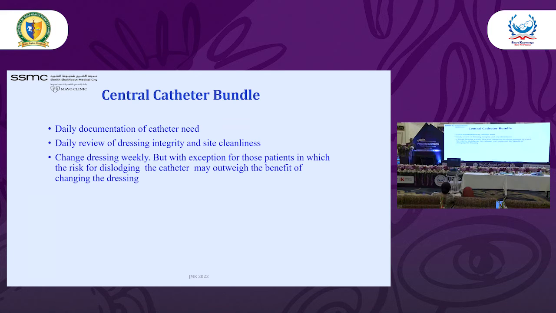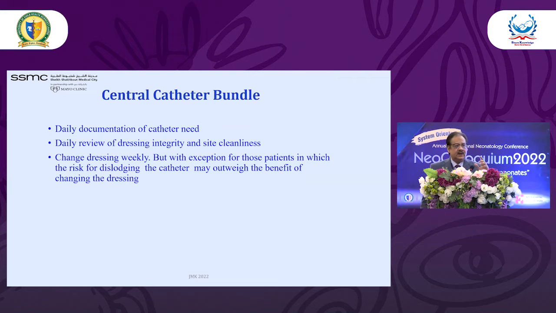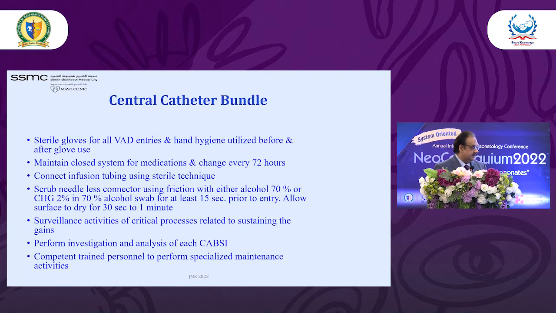So we have a different kind of a bundle before the procedure, after the procedures, and this is the central catheter bundle, daily documentation of catheter need. So let's say the baby born, and initially you think the baby don't need it, but he develops something. So then you have to know daily that when the baby need that catheter, daily review of the dressing, change dressing only weekly. We do not change the dressing unless and until it's soiled. So that's why we have to be very careful in handling those lines.